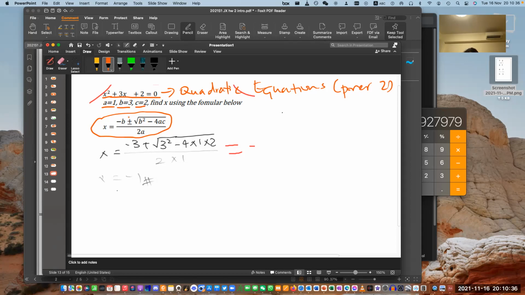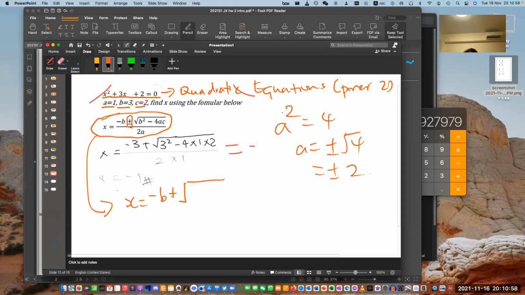Can you see that there is a plus and minus sign here, which I introduced to you just now? A squared equals 4. So a is equal to plus minus square root 4, and then plus minus 2. So in fact, this formula here, you can actually split into the first formula with the plus sign, and then the second formula with the minus sign. So this is the meaning of it. Okay, so far so good.